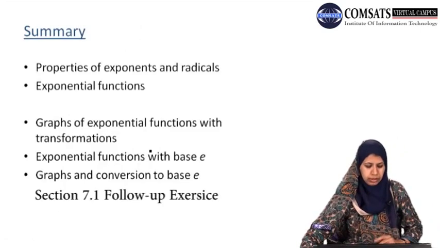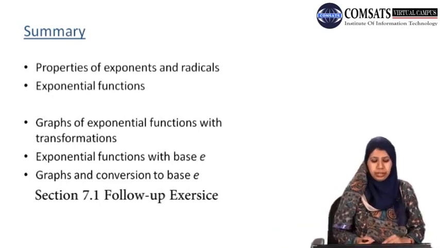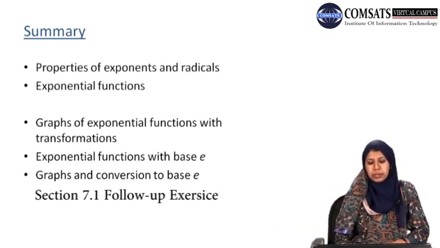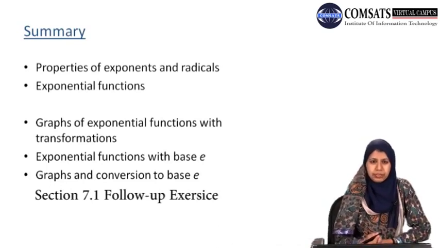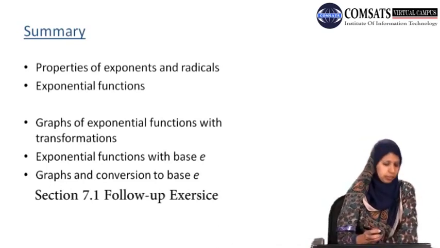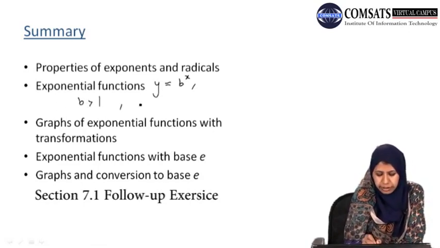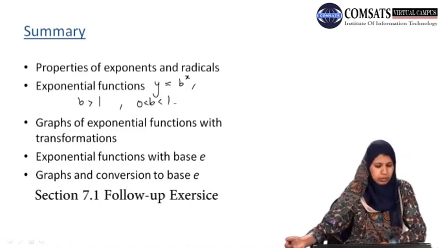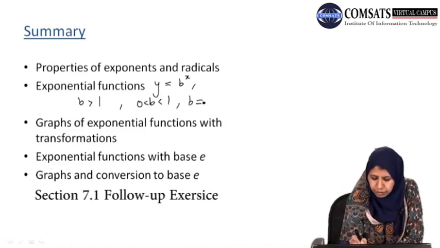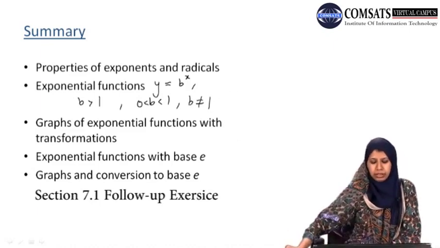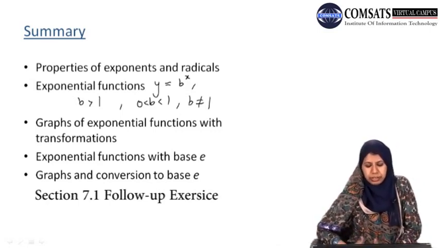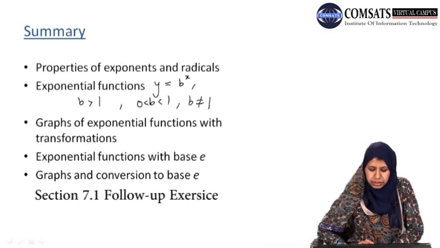Okay. Now we summarize what we have studied today. We have studied the properties of exponents and radicals in the beginning as a revision. Then we studied exponential functions, two types of exponential functions, y equals b to the power x. The first case was when b was greater than 1, and the second case when b lies strictly between 0 and 1, with b different from 1. Further, we have seen the graphs of exponential functions and the graphs of transformations.